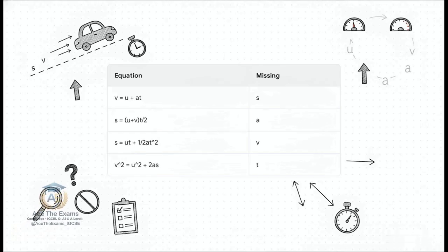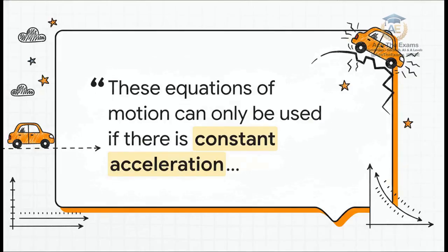That's by design. Your job is simply to look at your exam prompt, identify which variable you don't have and don't care about, and pick the matching formula. For instance, if the question doesn't ask for displacement and doesn't give you displacement, just use the top equation. If you don't have time, jump straight to the bottom one. It's a perfect system. But you need to take very careful note of this vital constraint.